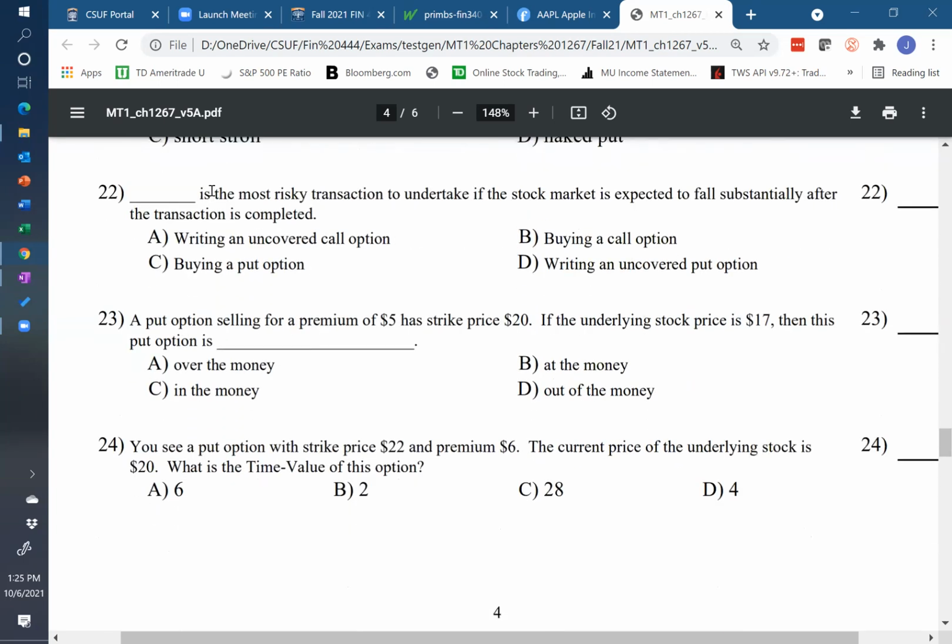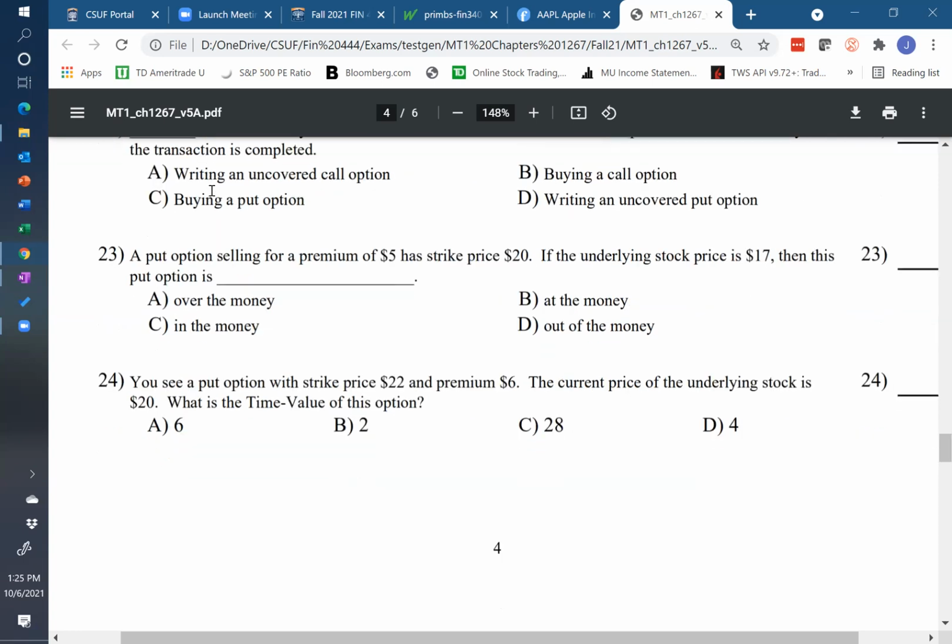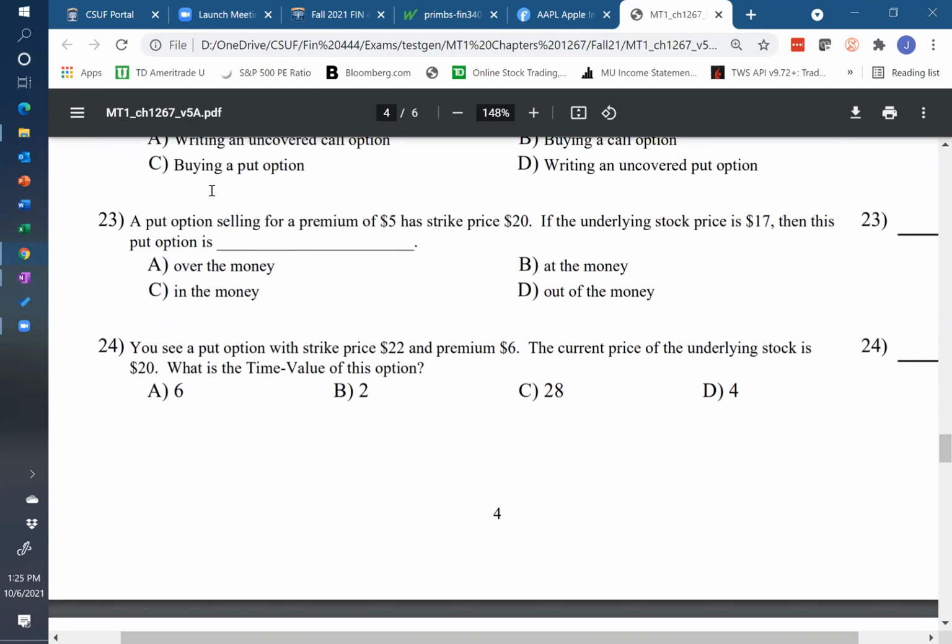The most risky transaction to undertake if the stock market is expected to fall substantially after the transaction is completed is which of the following? Which one is going to do poorly if the market falls? Okay, so writing an uncovered call, buying a call, buying a put, writing an uncovered put option. Which one's going to do poorly? D, right? Writing the uncovered put option. Just look at the payoff of that. All right, a put option selling for a premium of $5 has a strike price of 20. If the underlying stock price is 17, then this put option is what? In the money, out of the money, at the money.